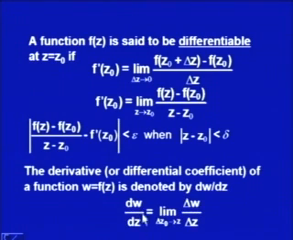We write dw by dz as the limit, as delta z tends to 0, of delta w by delta z. We say this is the change in f divided by the change in z. So, this is delta w divided by delta z, and when delta z tends to 0, it is called dw by dz.